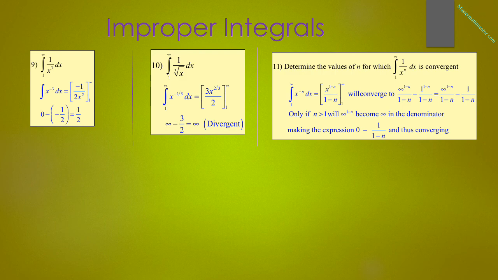Now, only if n is greater than 1 will the infinity to the 1 minus n become infinity in the denominator. And when that happens, the first fraction is 0. So if n is greater than 1, we get 0 minus 1 over 1 minus n. And for any such value of n, this will converge. So the answer is this integral will only converge if n is a number greater than 1.